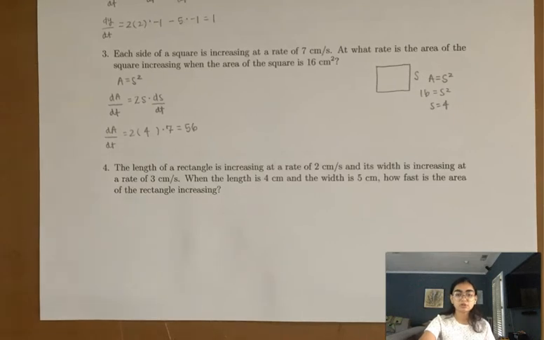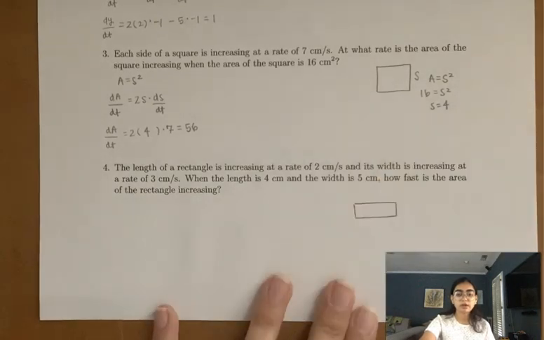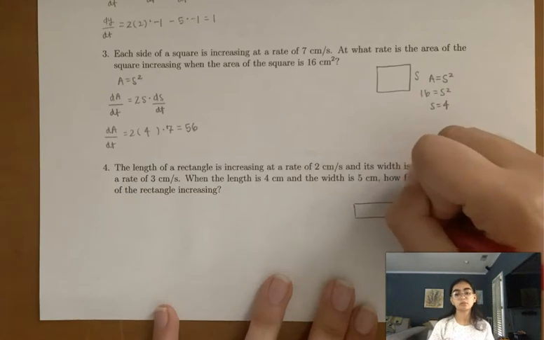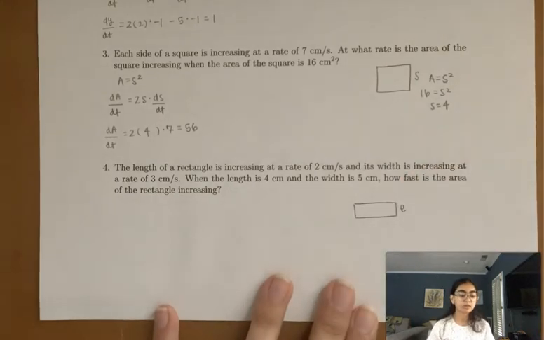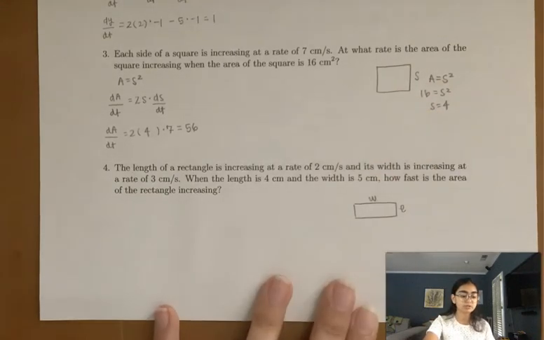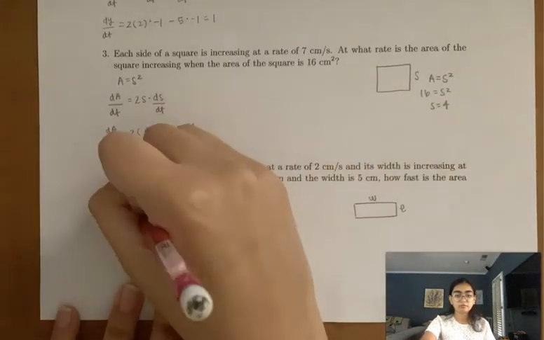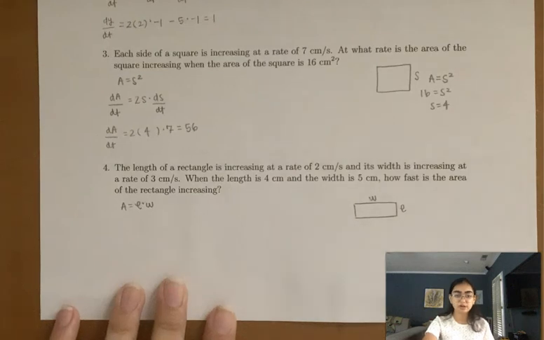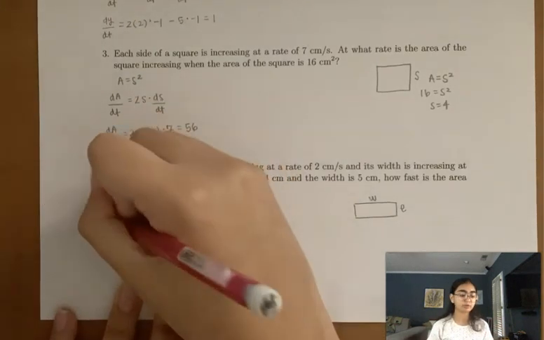So I'm just going to go ahead and draw a rectangle, and I'm going to label one side the width and one side the length, W and L, since all four sides of a rectangle are not equal, like a square. And the area of a rectangle is basically L times W, right? So our formula in this case is going to be A equals L times W. Very straightforward. So that's our function. We've located our function, and now we're going to take the derivative of both sides.